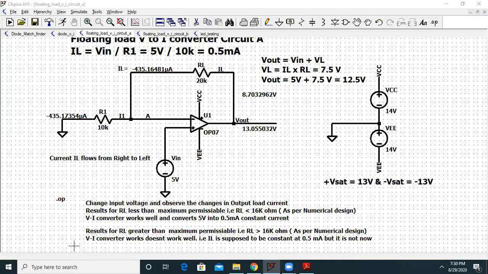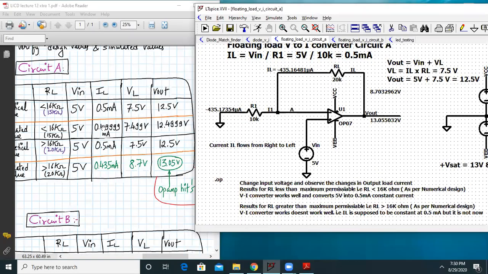So your V2I converter works well and converts this 5 volts into a 0.5 milliamp constant current, as we have seen earlier. Whereas for the second case, if RL is greater than 16 kilo ohms, then the V2I converter doesn't work well. That is, IL, which is supposed to be constant at 0.5 milliampere, now is not. Now it is changing, and right now it is around 0.435 milliamperes.